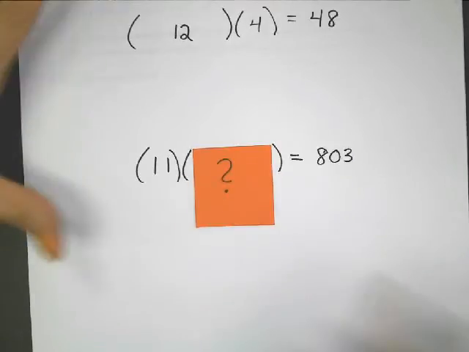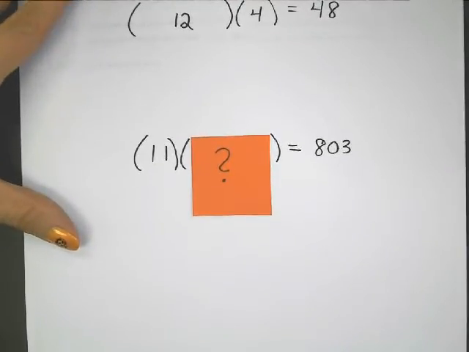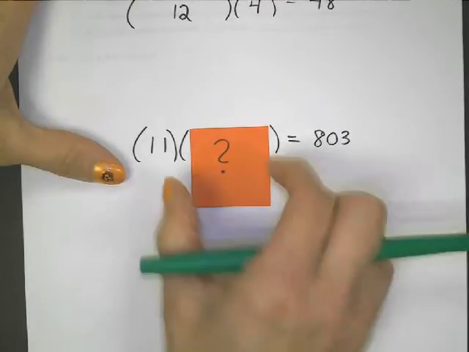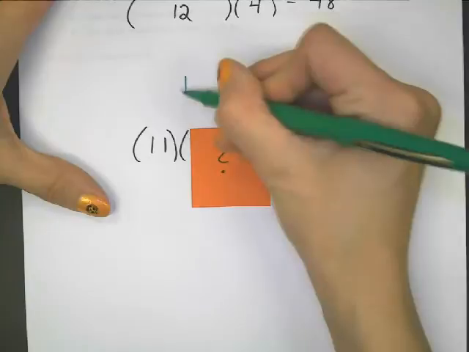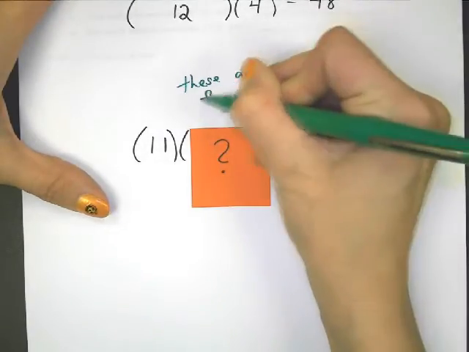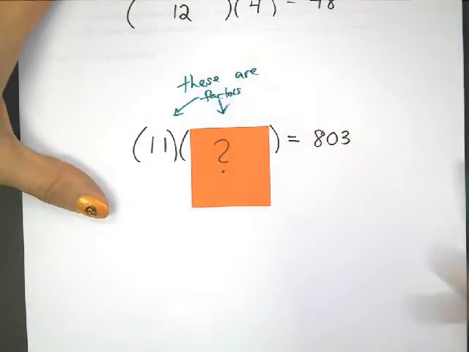Okay, here's another one. Please write down this problem. I need to know what is under the question mark. Most people don't know this answer off the top of their head. No, you're not allowed to use a calculator. I want you to figure out a way to get this factor. Okay, these are factors. These are factors. I know where this is going. It has something to do with this lesson, huh?